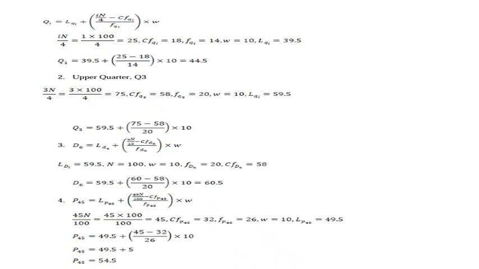Then the cumulative frequency before the class containing the 75th value is 58. The class width, or class size, is 10. Then the lower class boundary of the class range where our 3n over 4, which is 75, falls is 59.5. So our Q3 will be 59.5. If we insert all the values in the formula, at the end of the day, we get our answer.